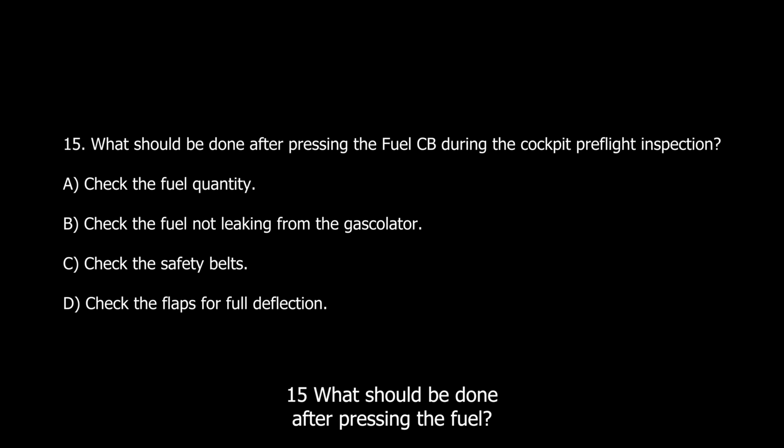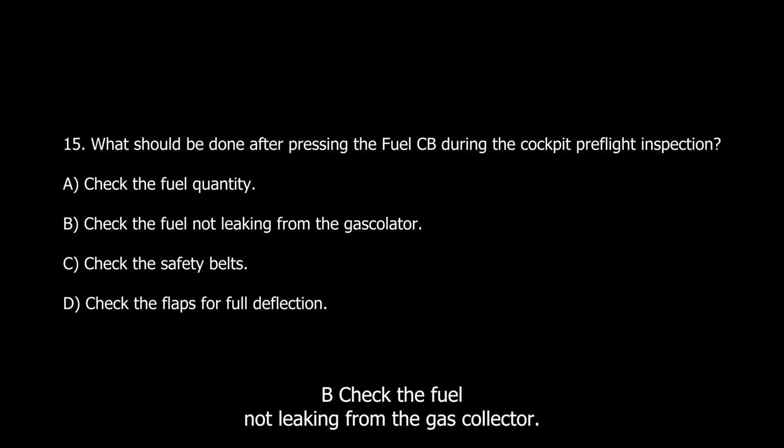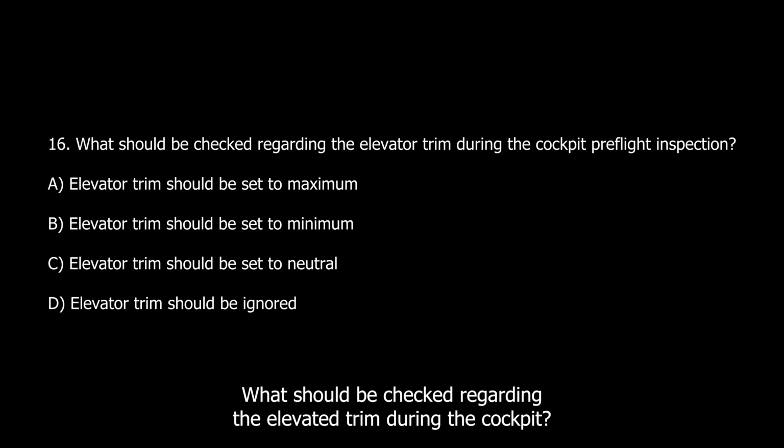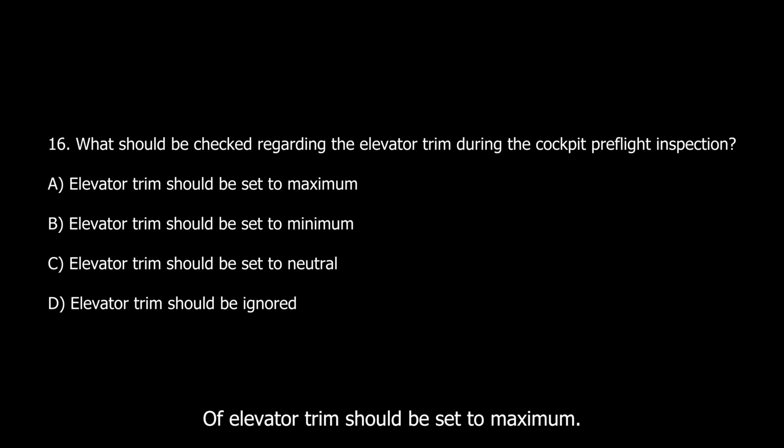15. What should be done after pressing the fuel CB during the cockpit pre-flight inspection? A. Check the fuel quantity. B. Check the fuel not leaking from the gascolator. C. Check the safety belts. D. Check the flaps for full deflection. 16. What should be checked regarding the elevator trim during the cockpit pre-flight inspection? A. Elevator trim should be set to maximum. B. Elevator trim should be set to minimum. C. Elevator trim should be set to neutral. D. Elevator trim should be ignored.